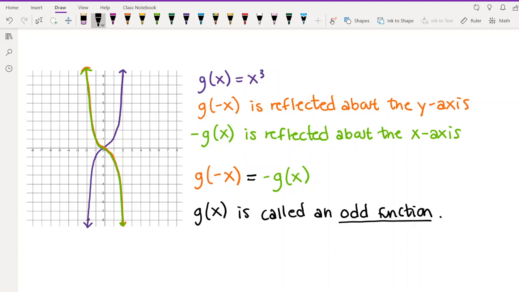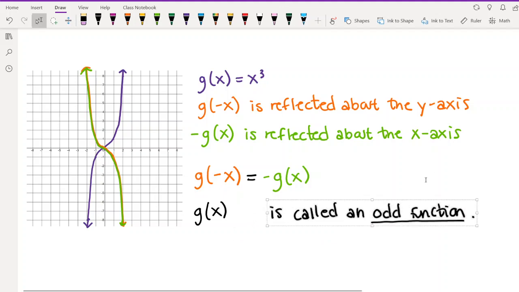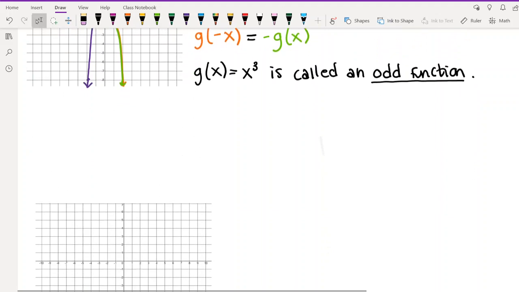Again, it is related to the fact that we have this x cubed, but I don't want you to think that that's the entire reason that we're using the word odd. Let me add in what the function was, just so you have it there in your notes. The reason we call it an odd function is because it has this special property: when you reflect it about the y-axis and when you reflect it about the x-axis, it looks exactly the same. That's what it means to be an odd function. It's not because the exponent is odd, it's because of the shape of the graph, because it has this special reflection property.